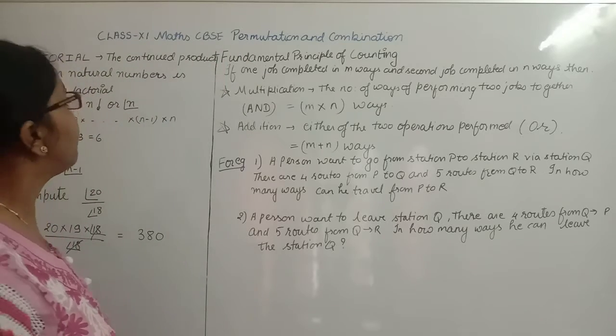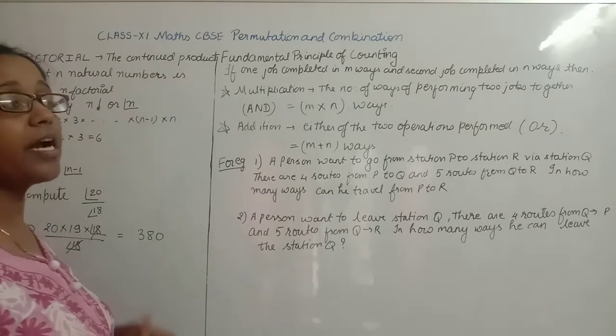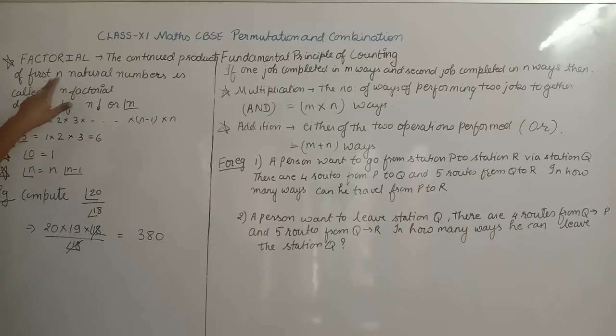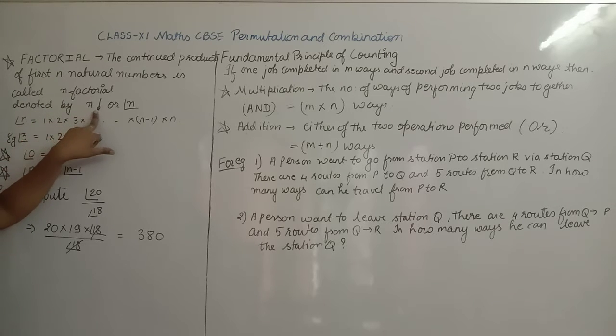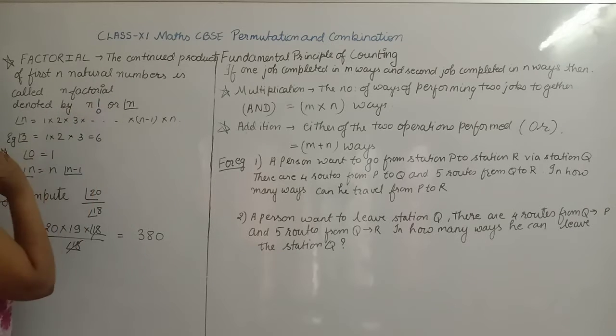In this, first of all you need to understand factorial. What is factorial? The continuous product of the first n natural numbers is called n factorial. It is denoted by n!. It means the symbol is like this or like this. Actually, what is factorial n? You can understand it by seeing this example.